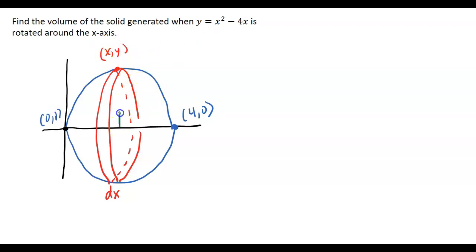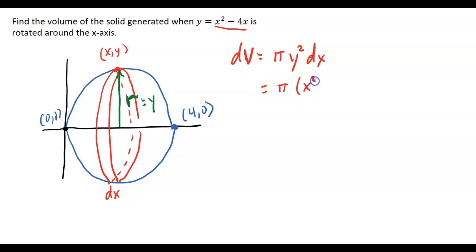Here's our radius, and our radius is y. So what's the volume of that red disk? The volume of just the disk is pi times the radius squared times the height. Y in this case is x squared minus 4x. So that's pi times (x squared minus 4x) squared dx.